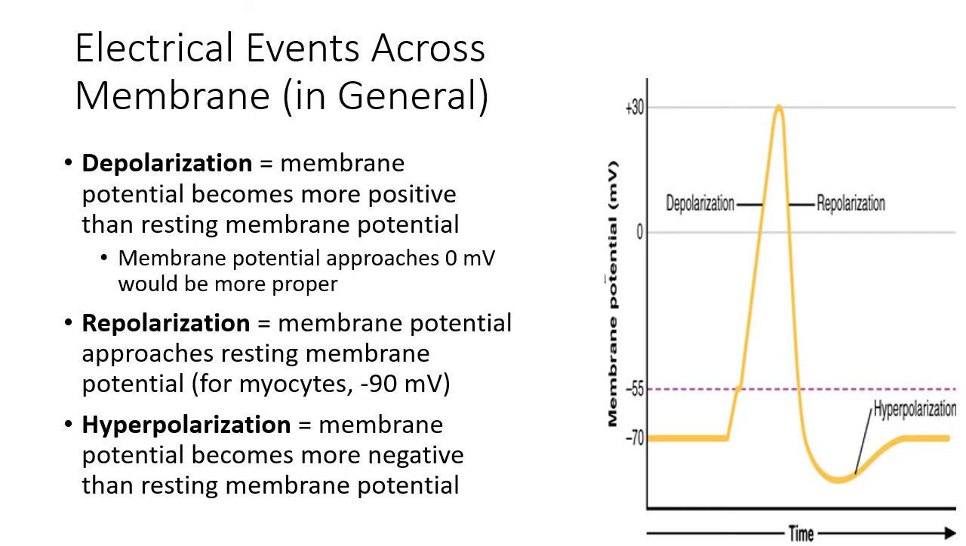And to review again, whenever the membrane potential is changing to become more positive, we call that depolarization. If it's changing to become more negative, we call that either repolarization or hyperpolarization. If the membrane potential is higher than rest and is going back down to the resting membrane potential, we call that repolarization. But if it's already at the resting membrane potential and then it's dropping even lower than that, we call that hyperpolarization.